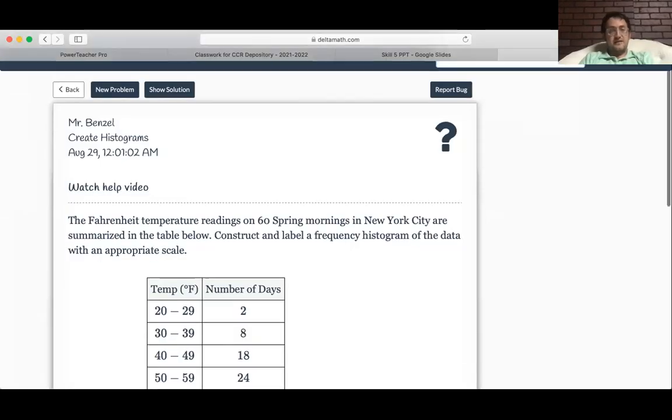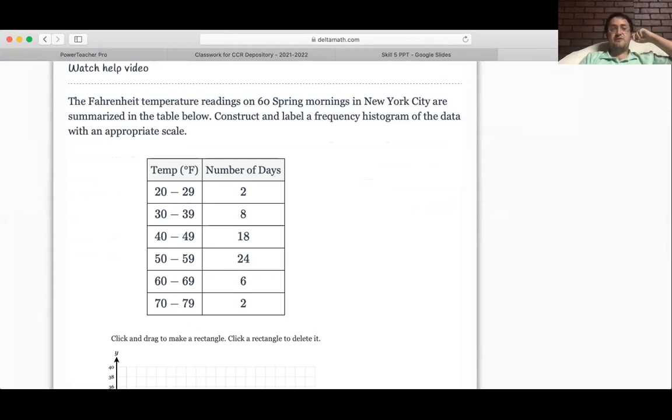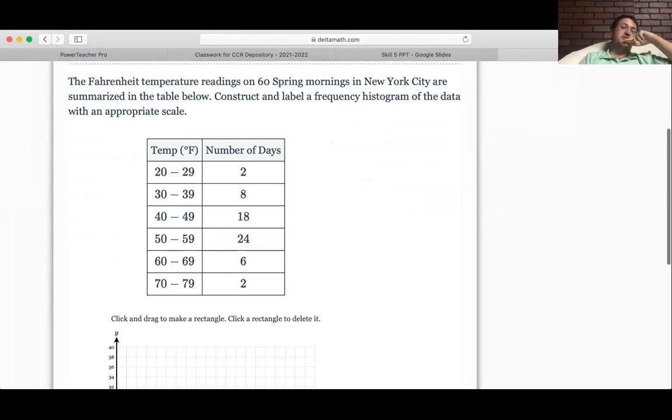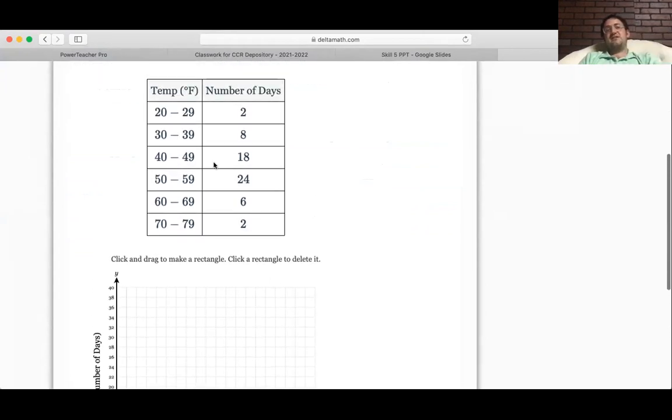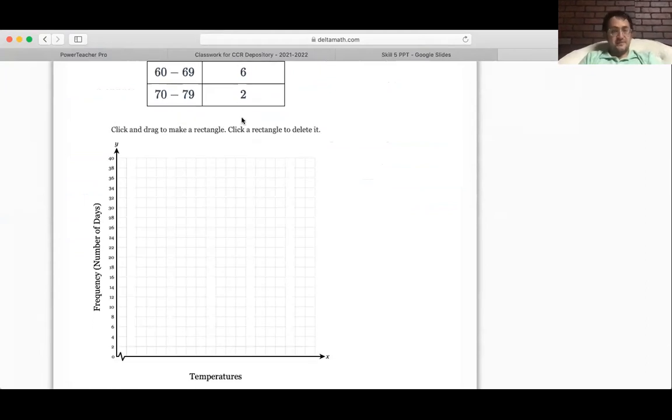Your Delta math assignment tonight is going to be focusing on interpreting graphs, and you'll also have the opportunity to actually create a histogram. I'm going to show you how this works. I'll go to create histograms. The Fahrenheit temperature readings on 60 spring mornings in New York City are summarized in the table below, with temperature and number of days.